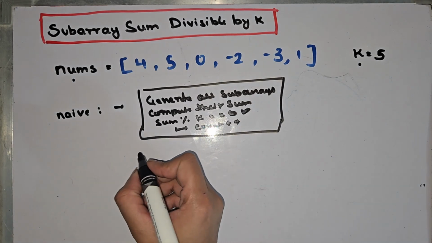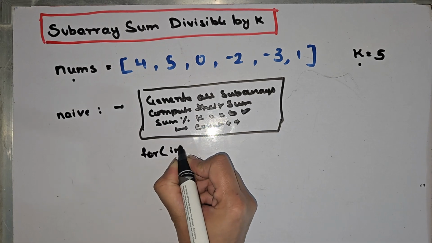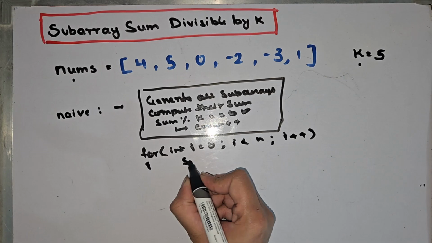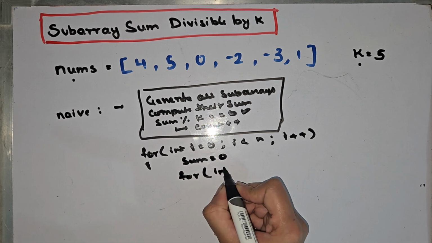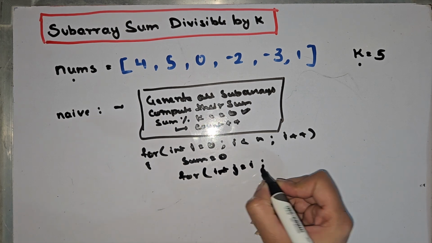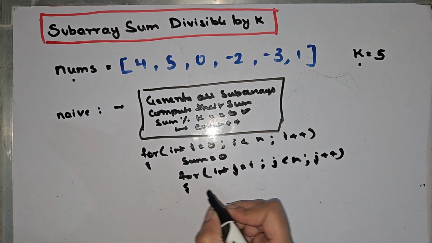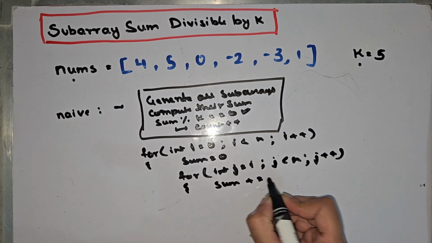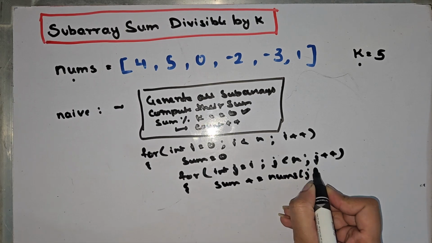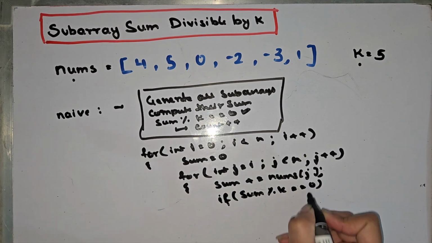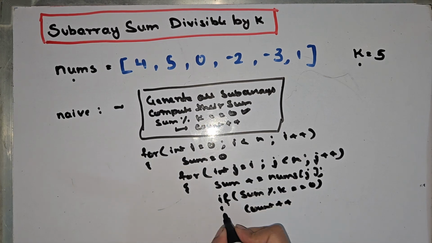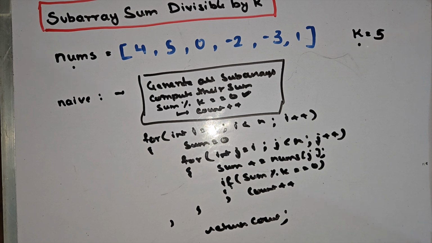Coding this solution is simple. We will have a for loop. We need to find the sum for the subarray in this loop, so we take sum equal to 0, and we will have an inner loop. We will add the element to the sum and we will check if the modulus is equal to 0. We will count, and at last we will return count. So this is the naive solution for this question.